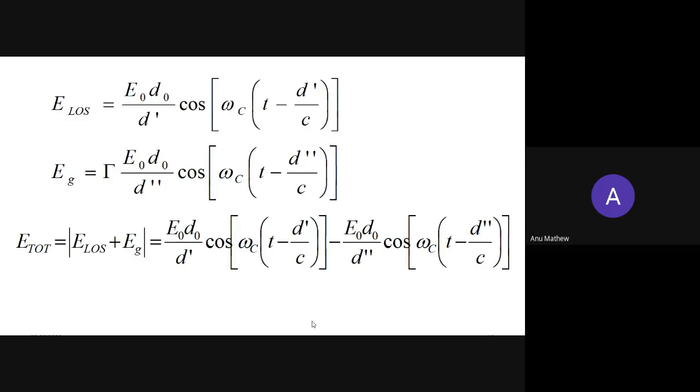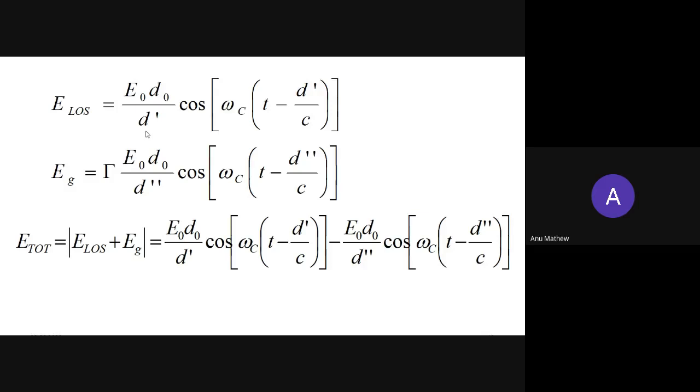Okay. So first, the energy received in the line of sight propagation path is equal to E naught D naught divided by D dash, cos of omega C T minus D dash by C, where E naught is the free space electric field at a reference distance D naught, where the separation between the transmitter and receiver D should be greater than D naught, and D naught should be greater than the far field distance DF. We already told that. Okay.